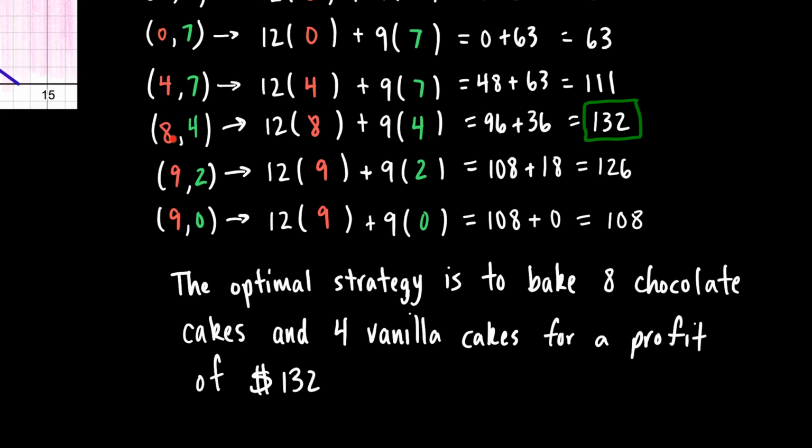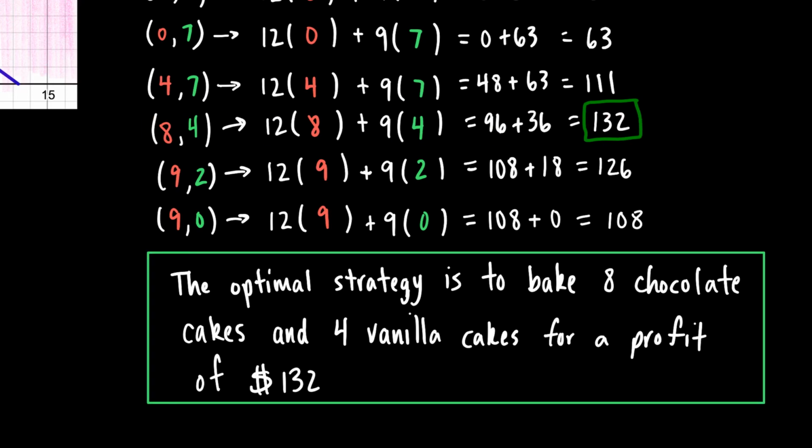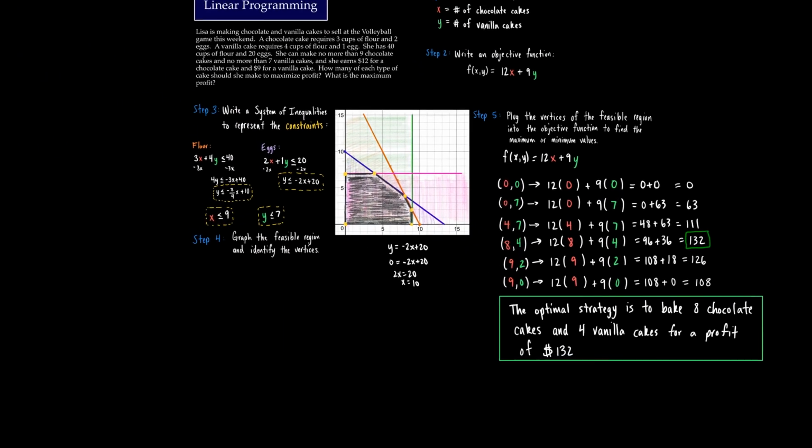X stood for the number of chocolate cakes we were going to make. Y stands for the number of vanilla cakes we're going to make. So this right here was our optimal strategy. That made us the most money. So let's just kind of recap this whole problem here. So we'll zoom out.